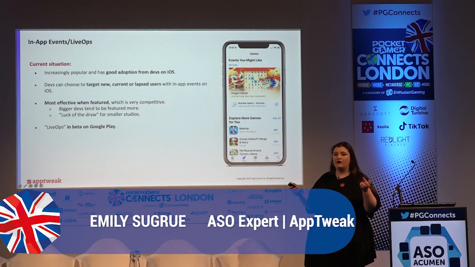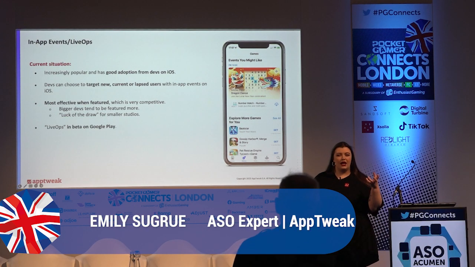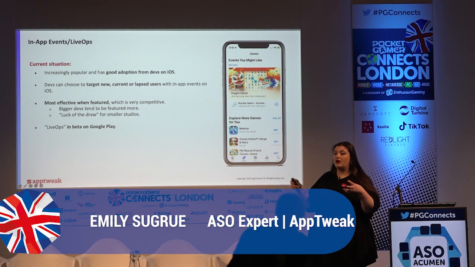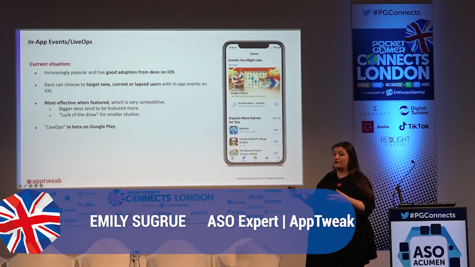But it's kind of luck of the draw for smaller studios. It's really hard to be featured if you're not kind of a big developer, and they tend to be featured a lot more. But if you are a smaller developer and you are featured, it's like striking gold. It can be really, really impactful.